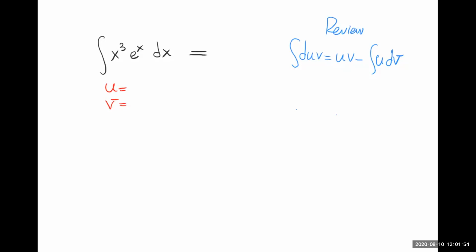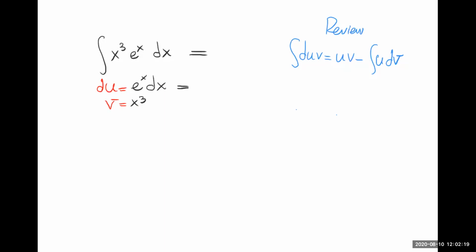That is correct. So now I should decide what is du and what is v. What is du here? Well, du I can take to be e to the x dx, and I can take v to be x cubed. The integration by parts tells me this integral would be equal to uv minus the integral of u dv.